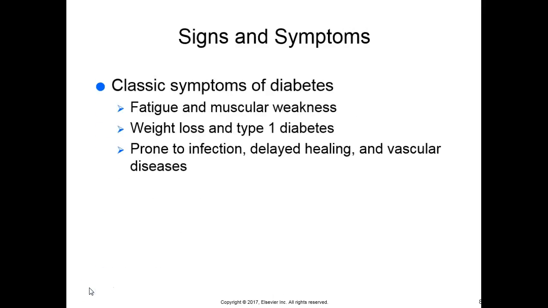So classic signs and symptoms are, like we said before, the polydipsia, the polyuria, and the polyphagia, as well as the fatigue and muscle weakness. You see weight loss in the type 1 diabetic. You see weight gain in the type 2 diabetic, and both patients, type 1 and type 2, are prone to infection, delayed healing, and vascular disease.